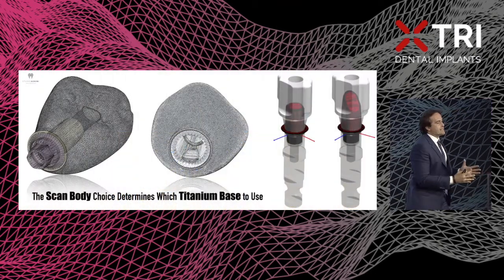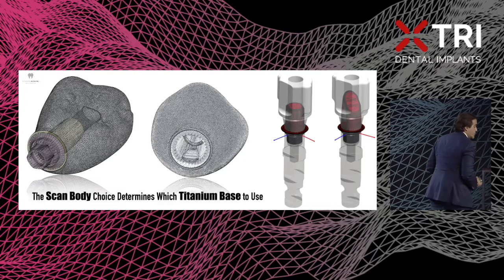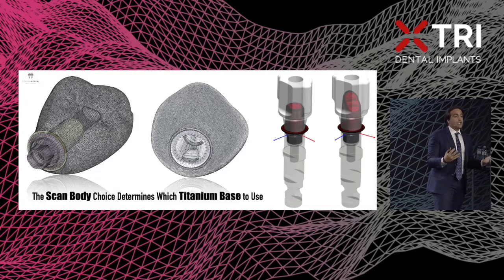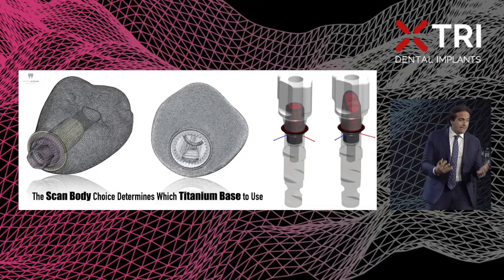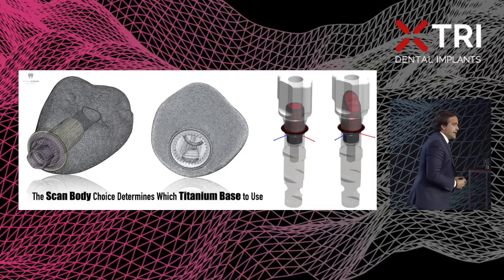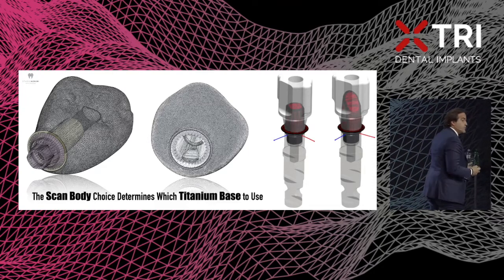Then, of course, why is the scan body important? Because it determines which titanium base to use, and also if we need an implant analog, the scan body choice determines the analog that we need to use.